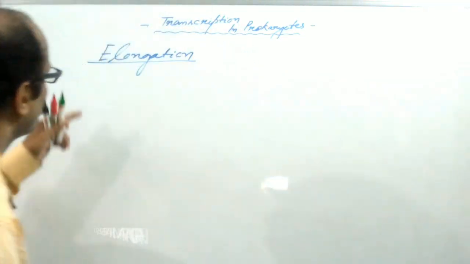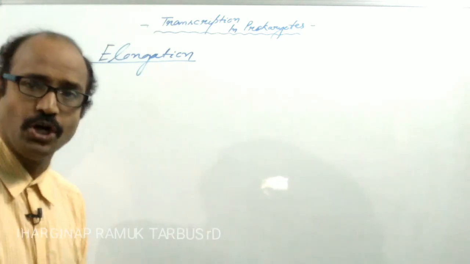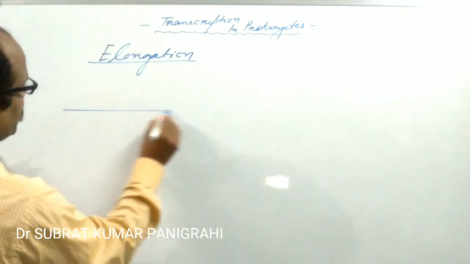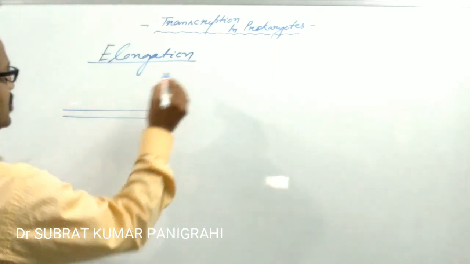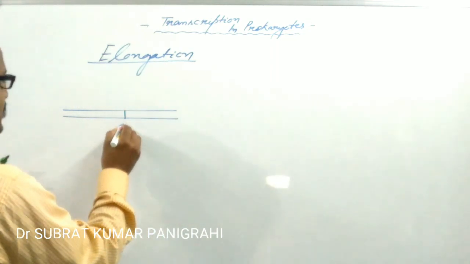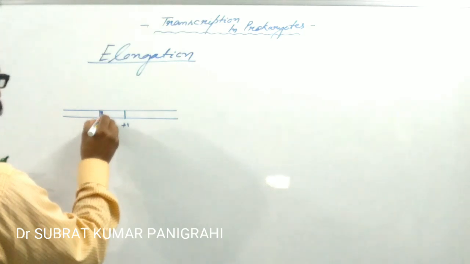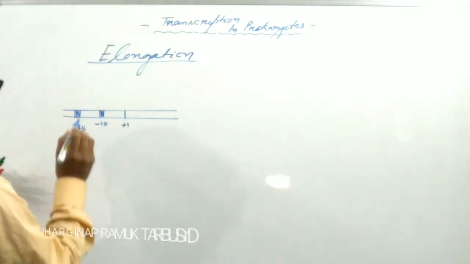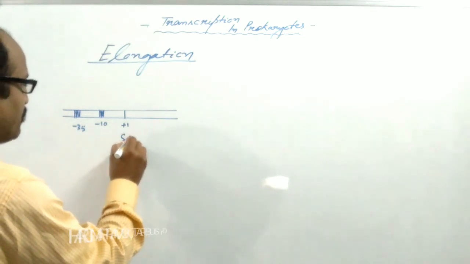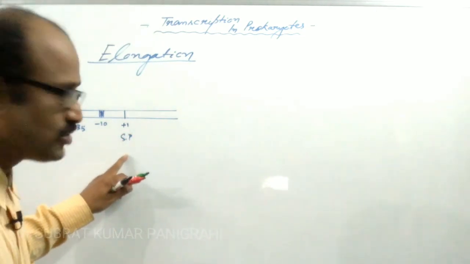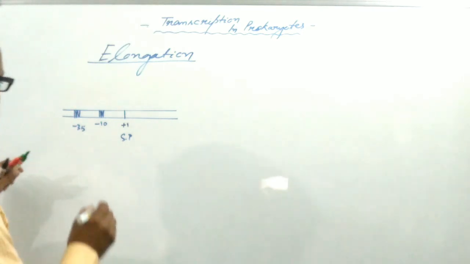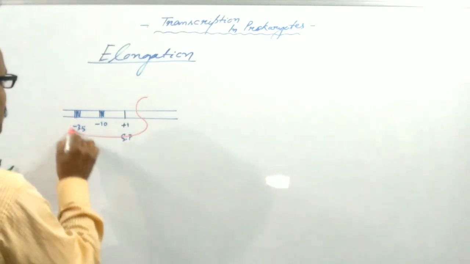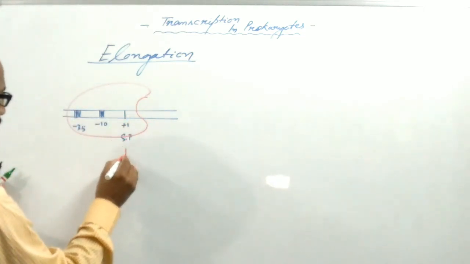In this session, I will talk about elongation of transcription in prokaryotes. At the beginning, we came to know that the RNA polymerase binds at a specific site known as the promoter site, and such a promoter site should have the start point, that is the +1, and the -10 and the -35 element. Suppose that this is the RNA polymerase enzyme.